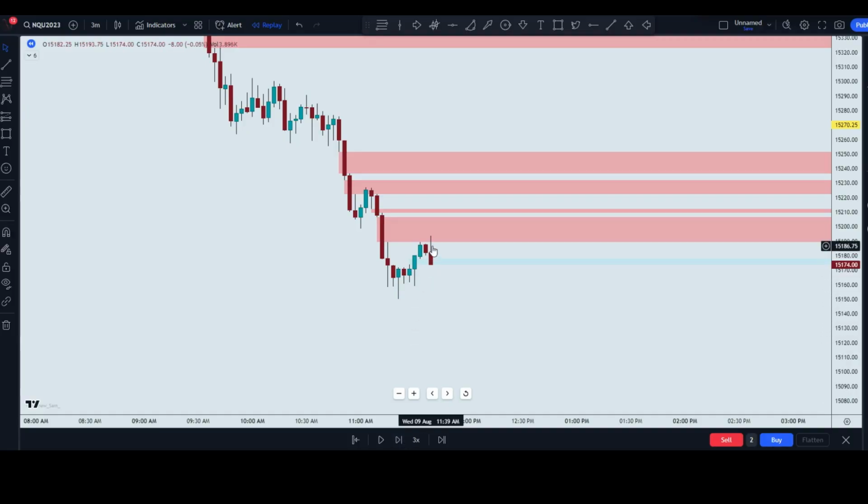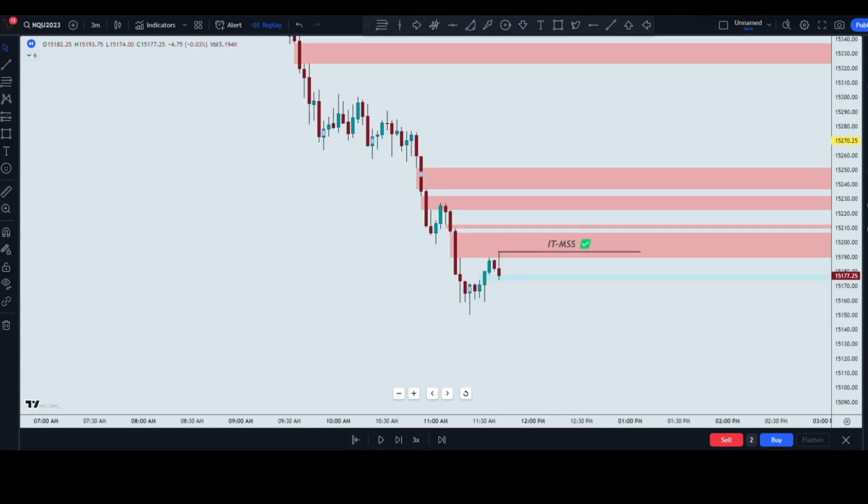sign. Now there you had a move into the fair value gap, a retracement. That is a valid intermediate term high to use for a market structure shift. So we're going to draw a line on top of that. Okay, so once that is broken, that's an all systems go long situation.